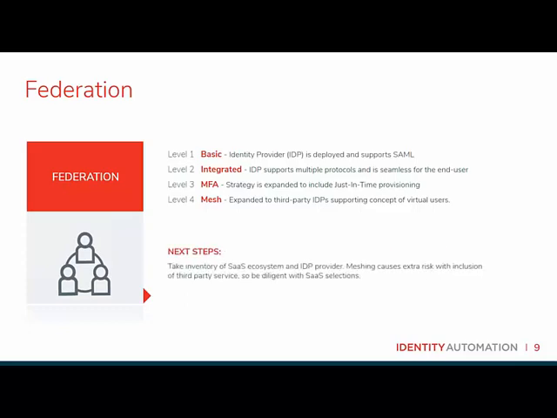So the next steps here, right? Take inventory of all the service providers and IDPs. Also note that if you do go towards meshing, that adds a significant amount of risk with the inclusion of all these third-party services. So obviously organizations need to be diligent with their selections here.